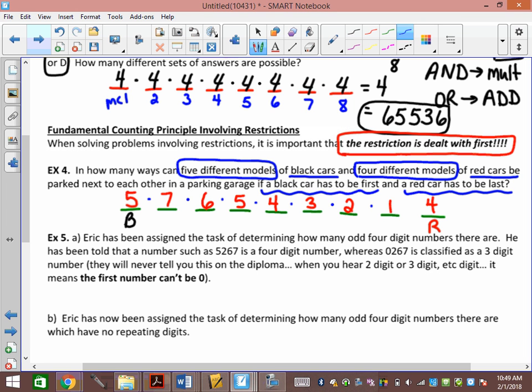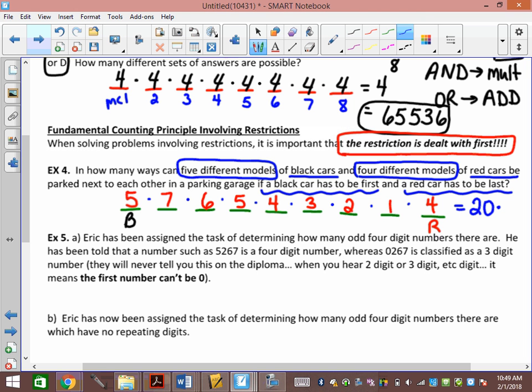So whenever it's these blanks, you multiply. Now, it sucks, but it's not the worst thing in the world to have to go 5 times 7 times 6 times 5 times 4 times 3 times 2 times 1 times 4. Not the worst thing in the world, but kind of crappy. There's got to be a better way. So 5 and 4, I'm going to put together because they don't run in a pattern, right? So 5 times 4 is 20. So I'm going to do 20, and then I'm going to multiply it by 7 times 6 times 5, right?